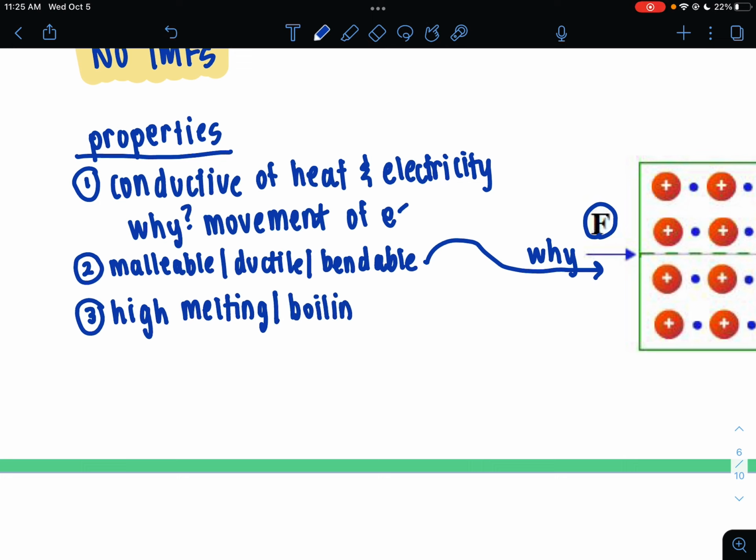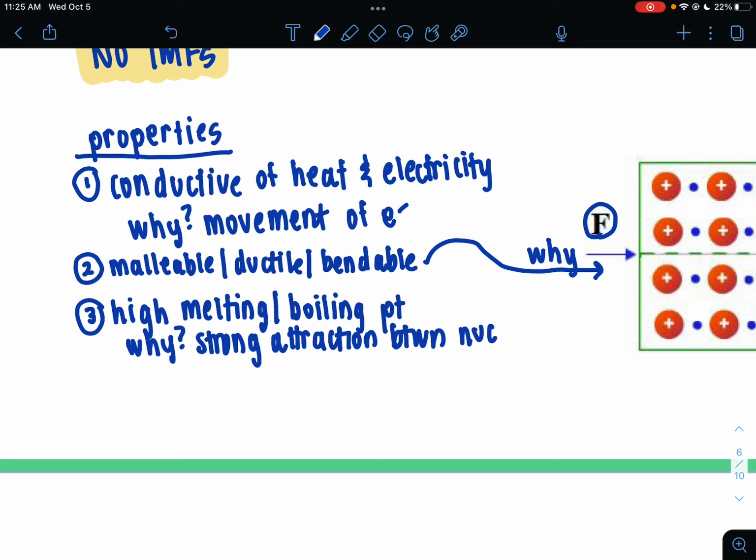And from yesterday, you should have gotten that ionic, metallic, and covalent networks have the really high ones. And again, your why has to do with the fact that they're held together by actual bonds. You have that strong attraction between the nuclei and those delocalized electrons.